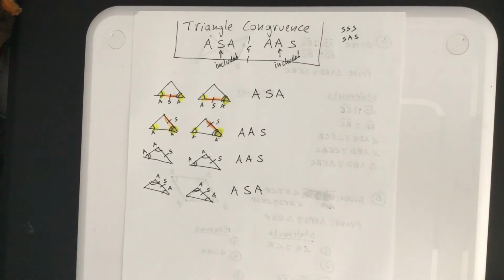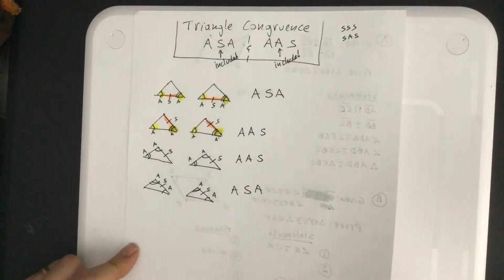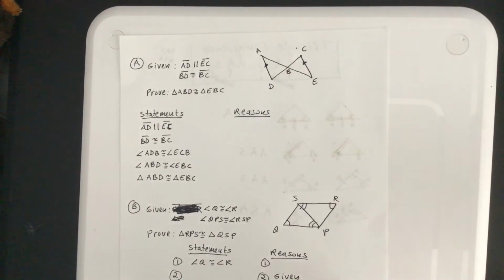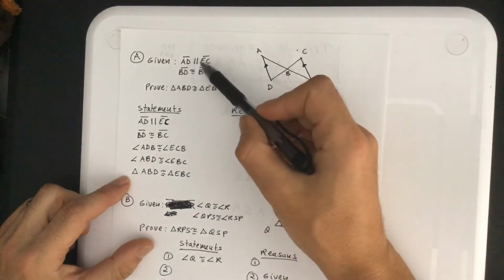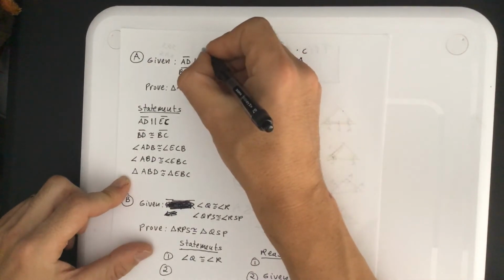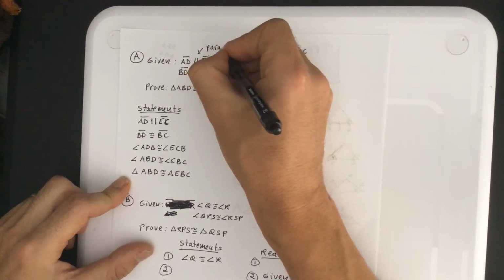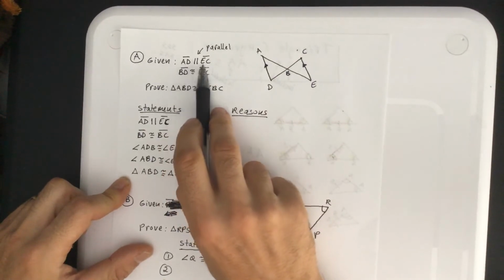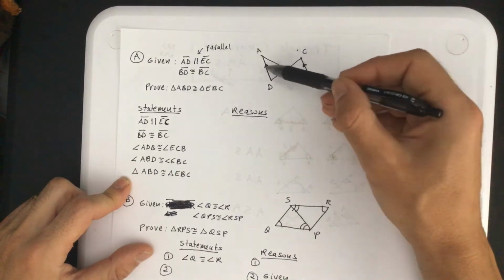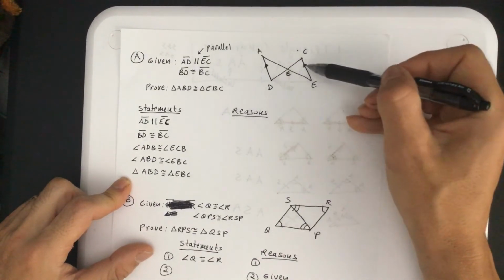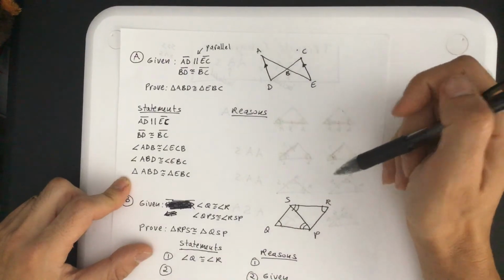So let's do a couple of examples so we see what I'm talking about here. Let's flip the page and let's take a look at this one over here. So let's see if I can make it better. Right there. It says given AD, this means parallel. That little thing here means parallel. AD is parallel to EC. So when you have this triangle, you see an arrow here like this one. So it means parallel lines.